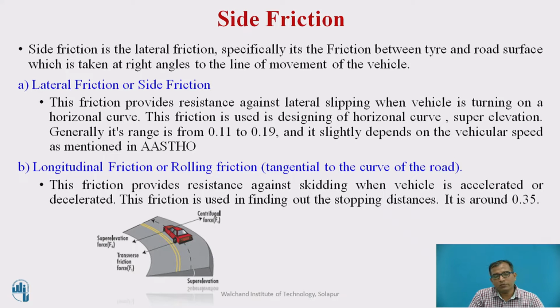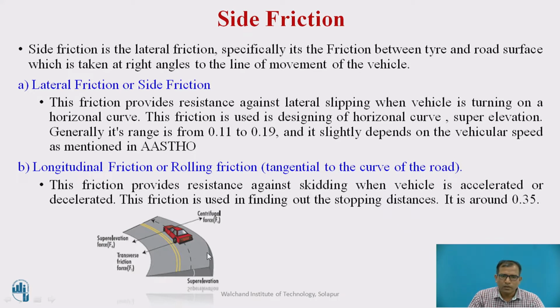As we know, we have two types of friction, that is lateral friction and longitudinal friction. So let us see these two frictions. First of all, the side friction is the lateral friction. Specifically, it is the friction between the tire and the road surface, taken at right angles to the line of the vehicle. You can see that this is the lateral friction. This helps the vehicle to negotiate the curve smoothly. Along with the friction, if you have super elevation also, you can see this raising is done with respect to the inner edge. This is what we call super elevation.